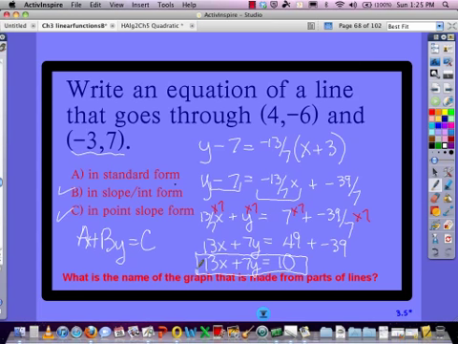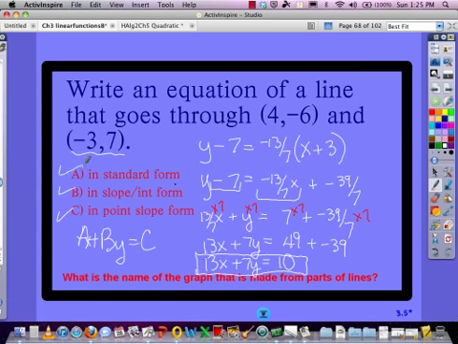Probably writing something in standard form is the most difficult because it does allow a few more restrictions. You can't have fractions, it wants that first term to be positive, all types of things like that. So now we've done all three of them.